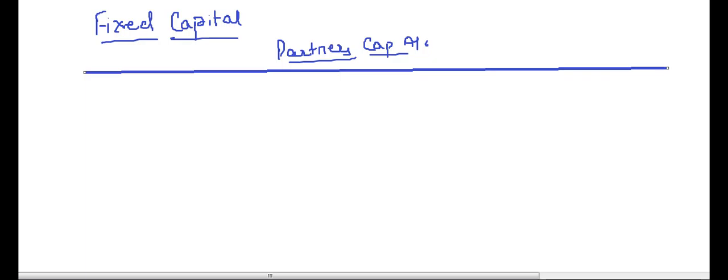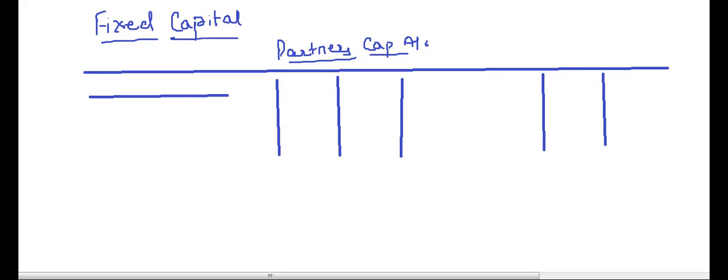We have two partners A and B. Under the fixed method, the capitals of the partners will not change. They will change only in case additional capital is introduced or some capital is withdrawn. Please remember this. This is very, very important. And in the absence of any information, you have to prepare under the fluctuating method.